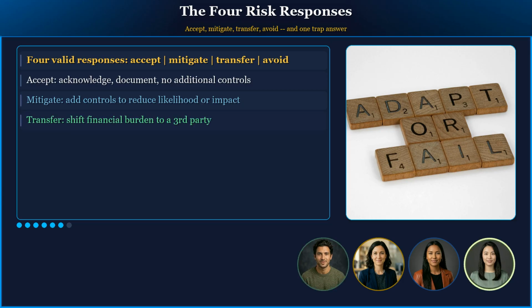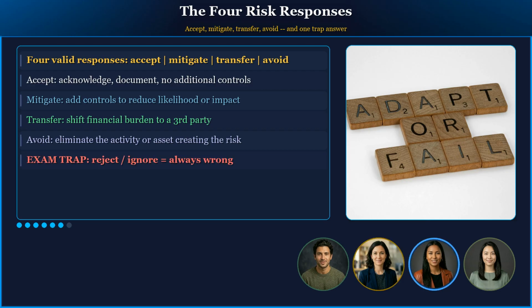Risk transference shifts the financial consequence of the risk to a third party. Cyber liability insurance is the classic example. Contractual liability clauses that make a vendor responsible for a breach in their system are another. Transference does not eliminate the risk. It changes who pays when the loss occurs. Risk avoidance means you eliminate the activity or asset that creates the risk entirely. A company decides not to store credit card data at all, instead passing payment processing to a compliant third party. That eliminates the cardholder data risk by removing the asset.